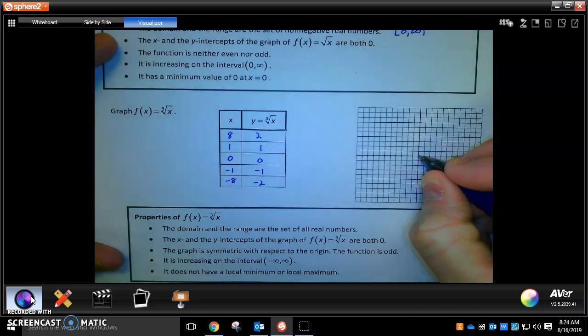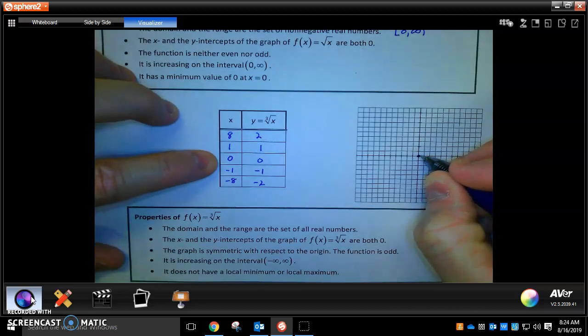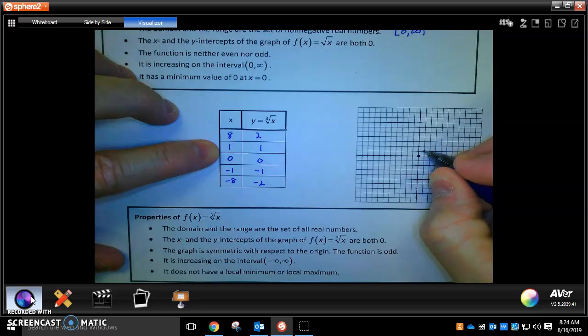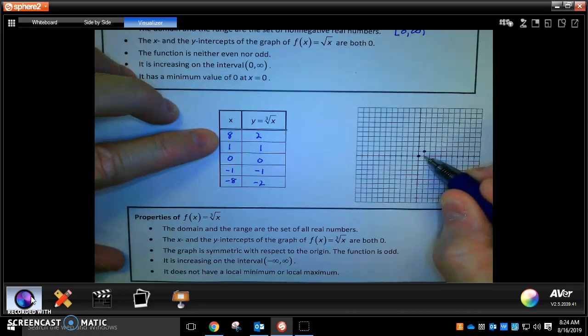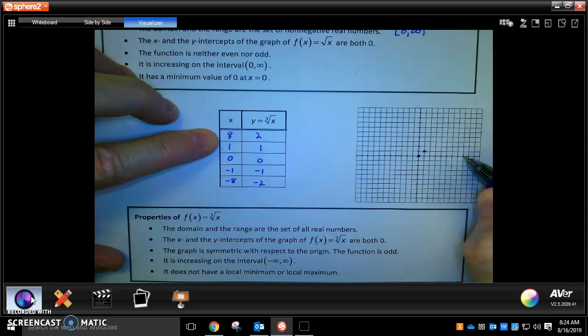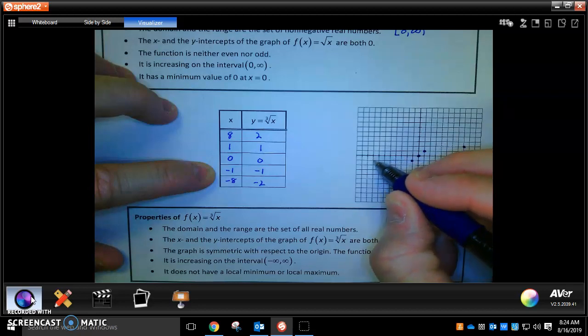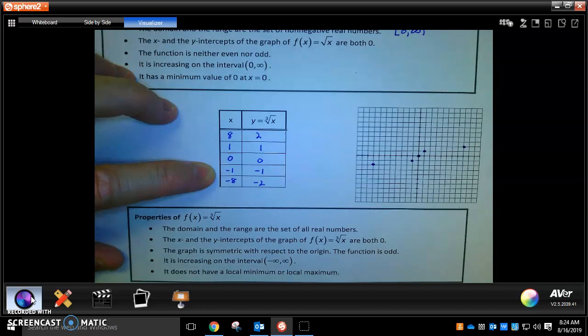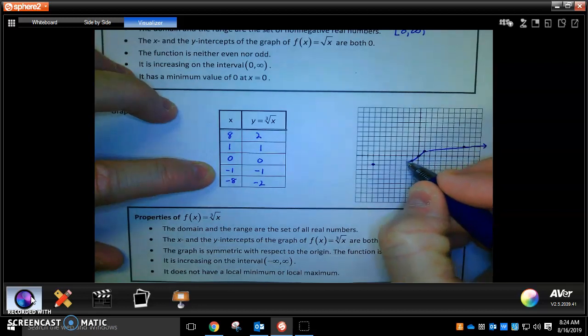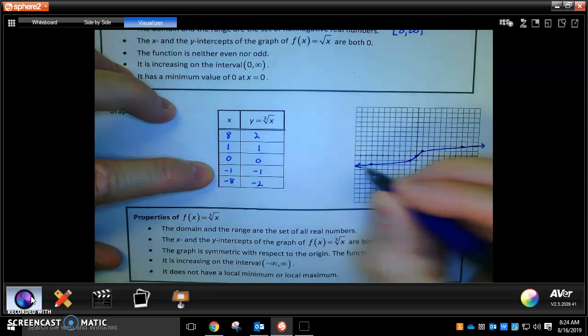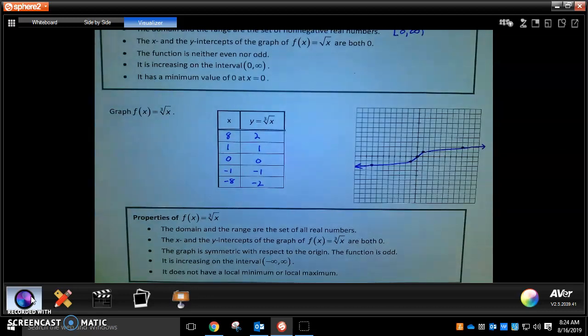So I could graph (0, 0). I like to start at the origin. I could graph over 1, up 1. And then I could graph (8, 2), so 1, 2, 3, 4, 5, 6, 7, 8, up 2. But also I could graph (-1, -1) and (-8, -2): 1, 2, 3, 4, 5, 6, 7, 8, down 2. So those are the points that are going to be on this graph. This graph goes up, kind of like the square root one does, but there's also this negative part where things are going that way. And that's what a cube root function looks like.